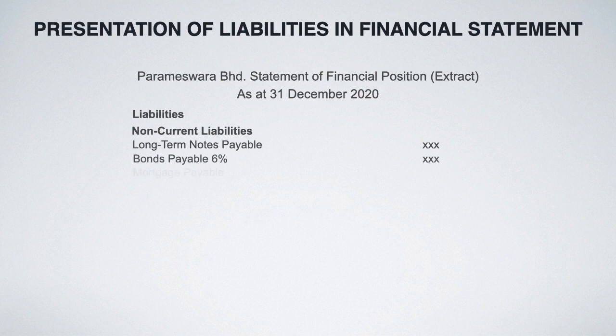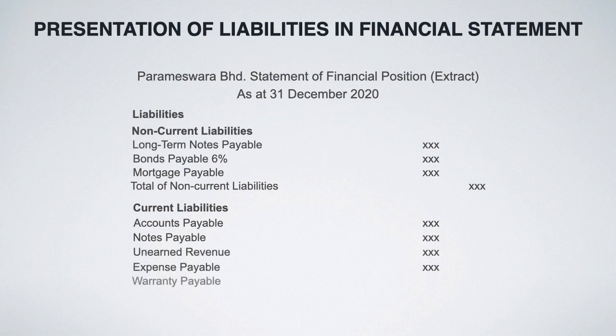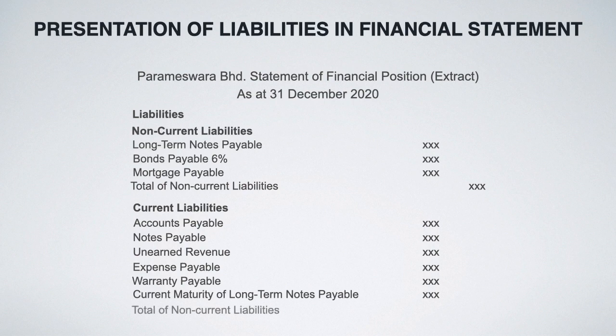So non-current liability terdiri daripada what we already learn during the series of videos yang related to this topic. So we already learned about 3 kinds of long-term non-current liabilities. So long-term notes payable, bonds payable, mortgage payable. So we combine, then we will get the total of the non-current liabilities. And then later we will list all the current liabilities. So we already learned about accounts payable, notes payables, unearned revenues, expense payables and warranty payables. So jangan lupa kita ada lagi current maturity of long-term notes payable. So combine all and then so begitulah cara kita present liabilities dalam financial statement.